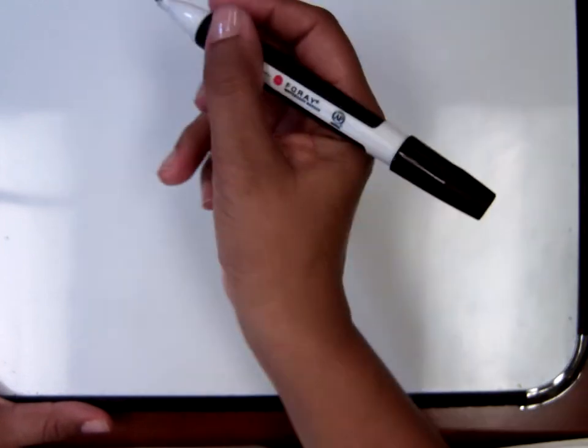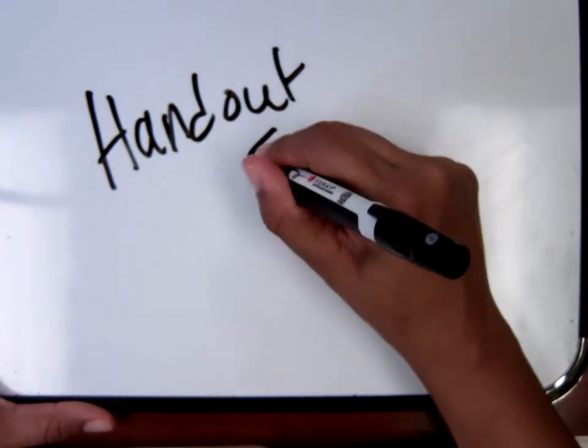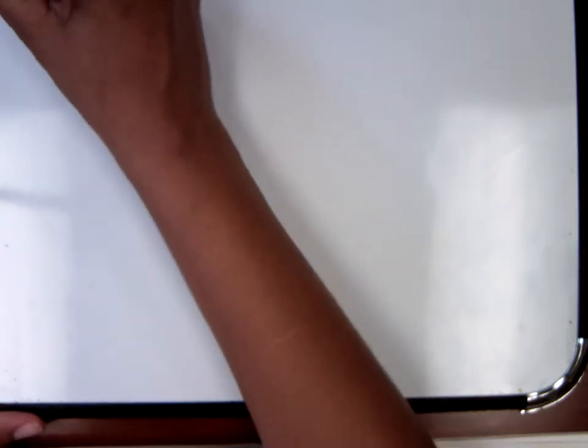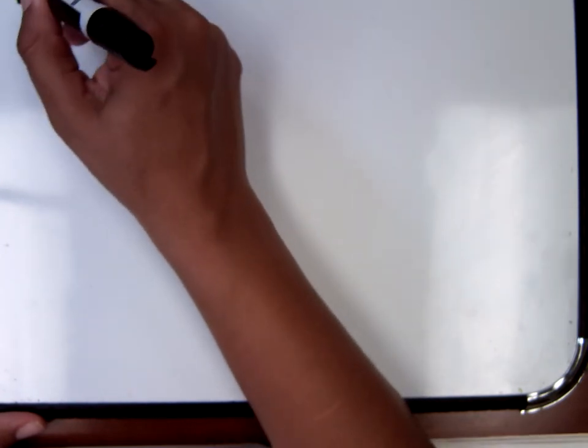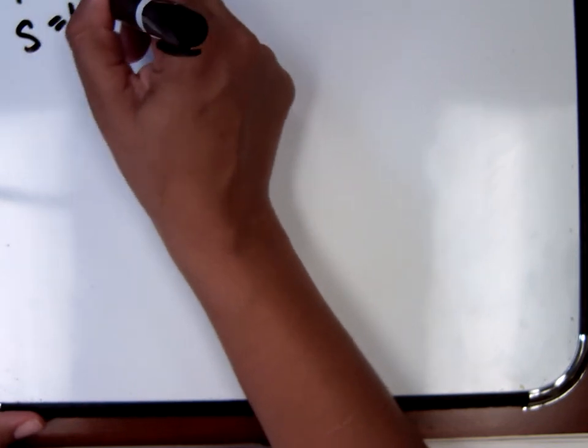So let's just say we have a problem, and I'm starting with handout 5. What I do know from handout 5 is that it tells me that here are some scores on a statistics quiz. What's the probability? It tells me that n equals 35, the mean is equal to 7.2, and S is equal to 1.5.